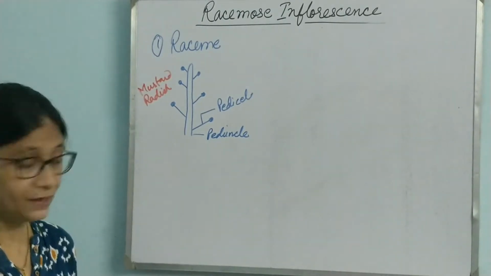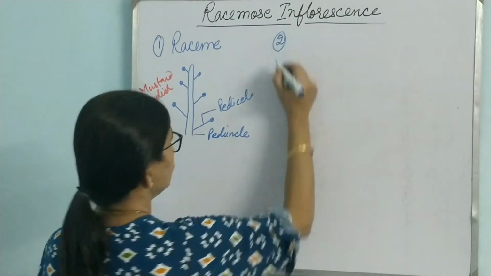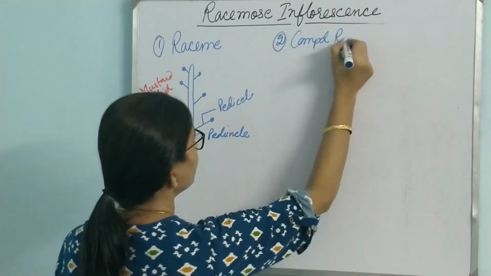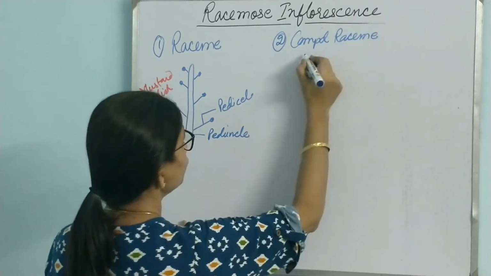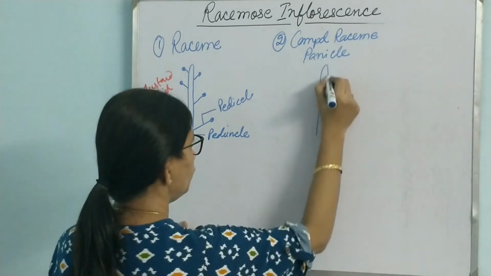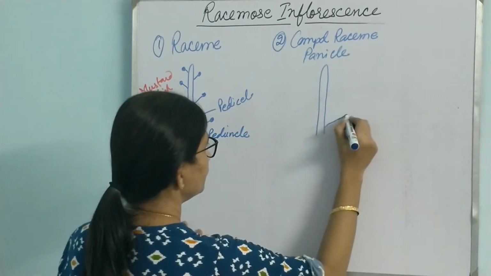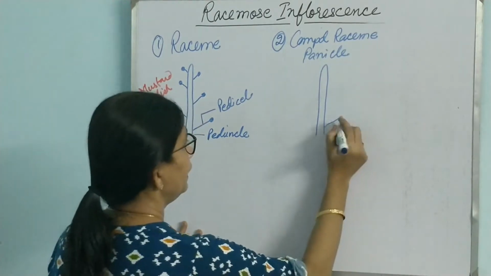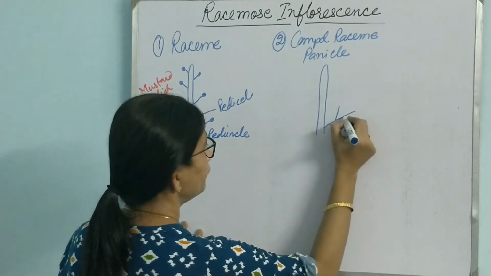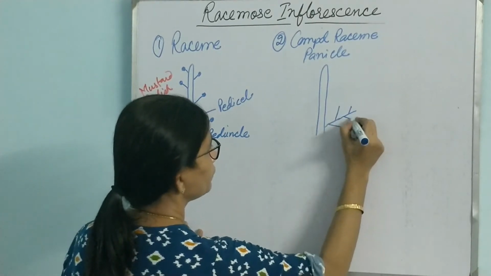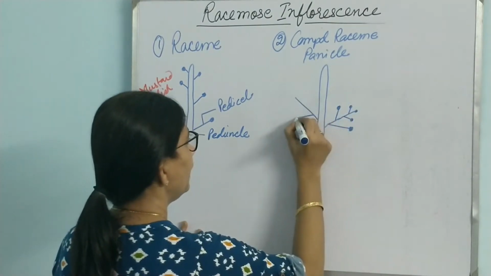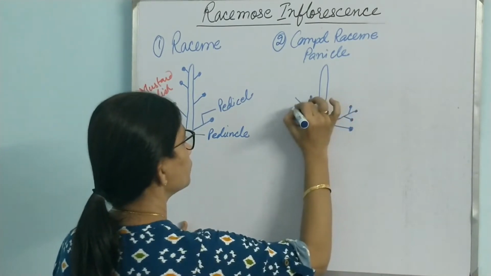Now let us see the second type. The second type is known as compound raceme, also known as panicle. This is nothing but raceme only, just that the stalk of the flower here is giving rise to another inflorescence. So it's like a raceme within a raceme. That is why it is known as compound raceme.